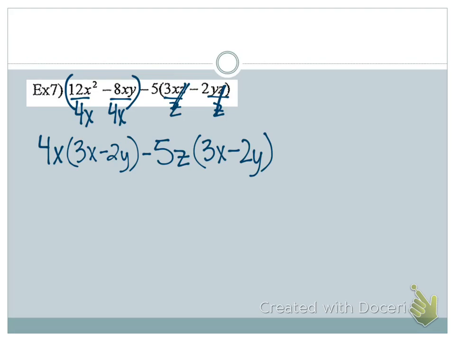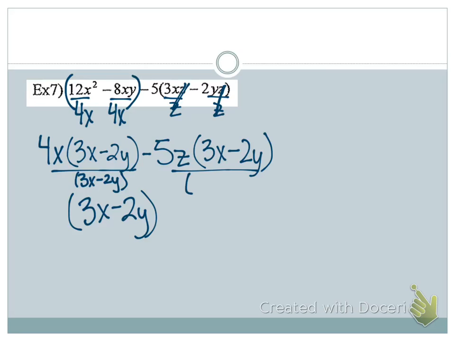They match, which means we can factor even more. That's the whole goal. We want sets of parentheses that match each other so that we can divide it out or factor it out from both terms. So now I'm going to factor out that whole set of parentheses, 3x minus 2y. And then I need to know what's going to be left when I factor it out.